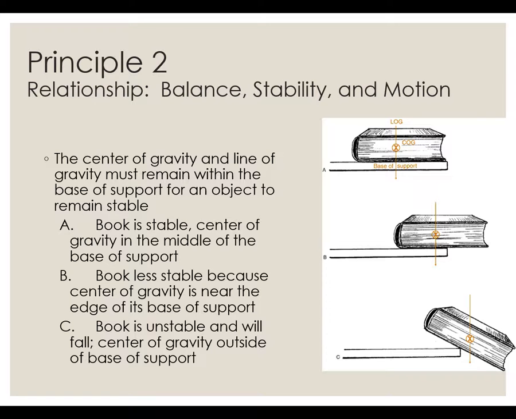Principle 2: the center of gravity and line of gravity must remain within the base of support for an object to remain stable. So we talked about that with the girl who shifted all of her weight to the left side. Even though she was still on her tippy toes, what if she would take that right foot off and keep leaning towards the left?